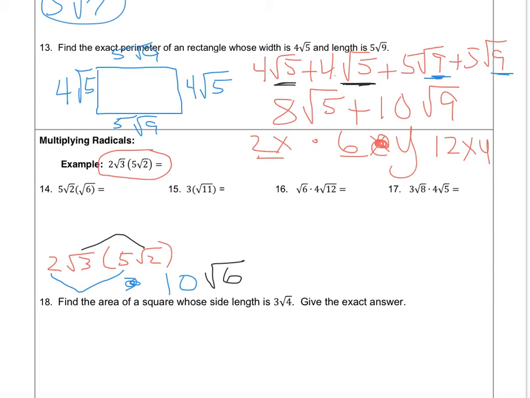Well, the factors of 6 are 1 times 6, and 2 times 3. Well, the only number out of that is a perfect square is 1, so this right here is my final answer. So let's do some together here.